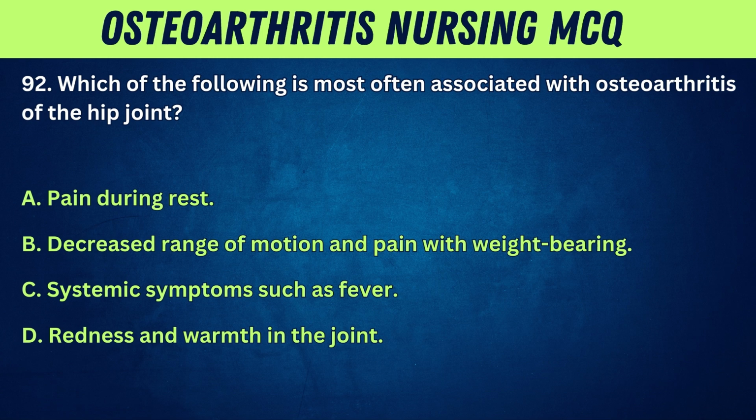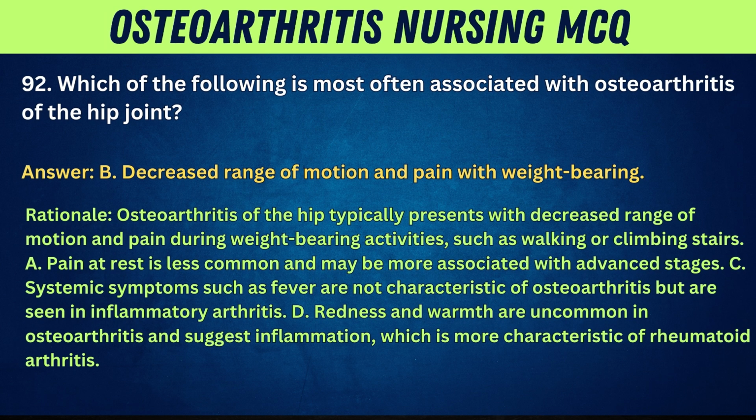92. Which of the following is most often associated with osteoarthritis of the hip joint? A. Pain during rest. B. Decreased range of motion and pain with weight bearing. C. Systemic symptoms such as fever. D. Redness and warmth in the joint. Answer: B. Decreased range of motion and pain with weight bearing.